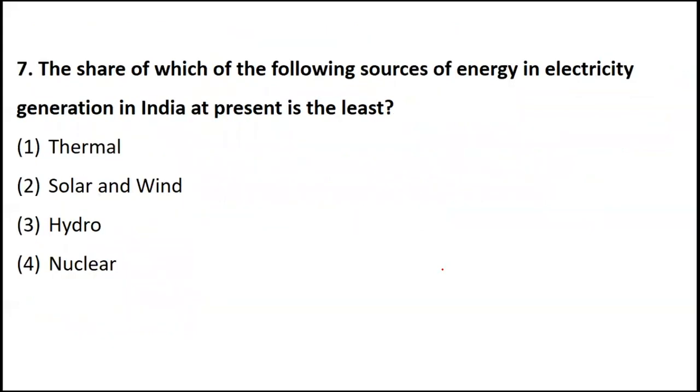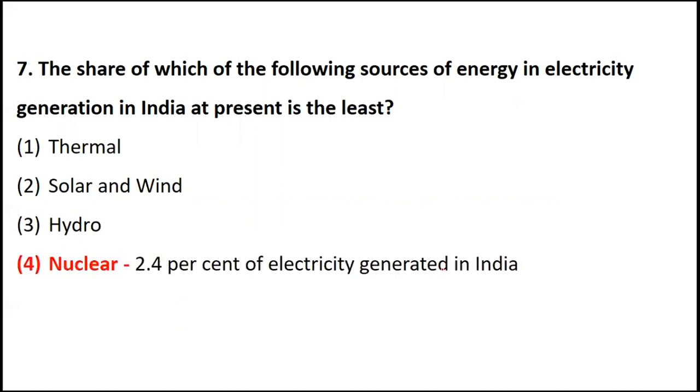Then we have the seventh question: the share of which of the following sources of energy in electricity generation in India at present is least? I'll repeat the question, read it very carefully. Whether it is thermal, solar and wind, hydro, or nuclear, which is least? Yes, they are asking about the least. So from the given options, the least is nuclear.